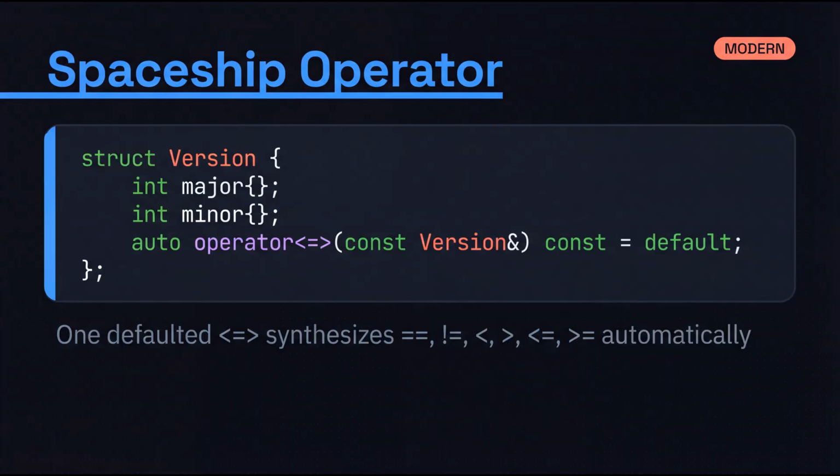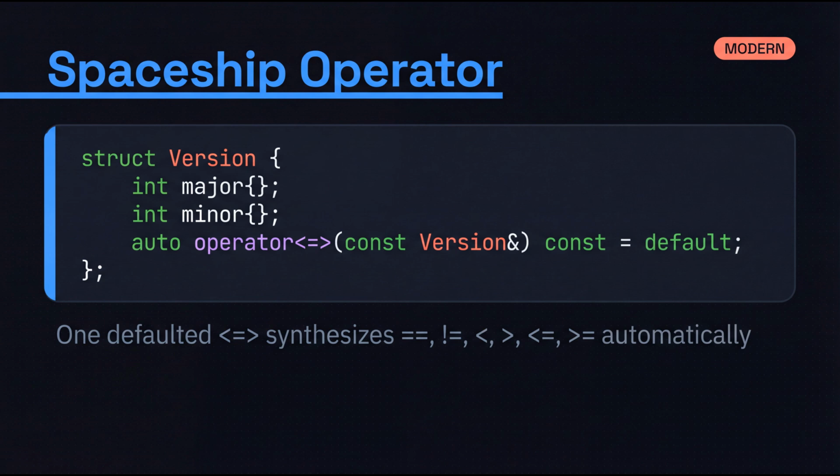The three-way comparison operator, also called the spaceship operator. Define a version struct with major and minor fields. Add one line. auto operator<=>(const Version&) const = default.